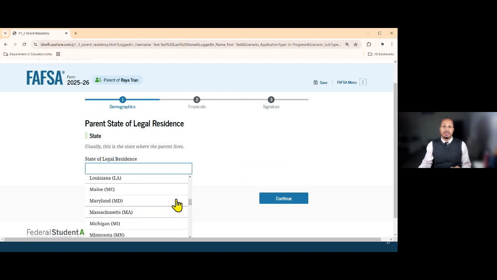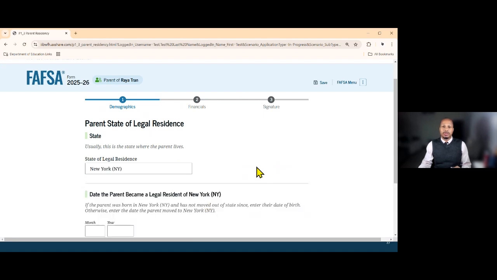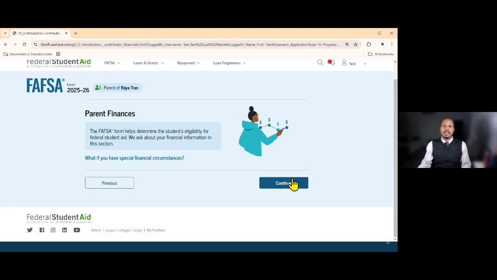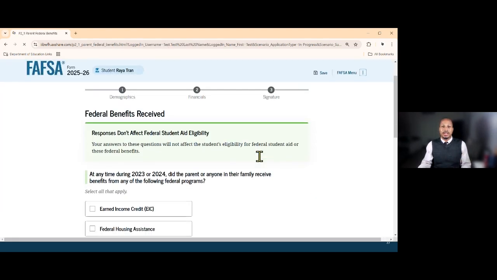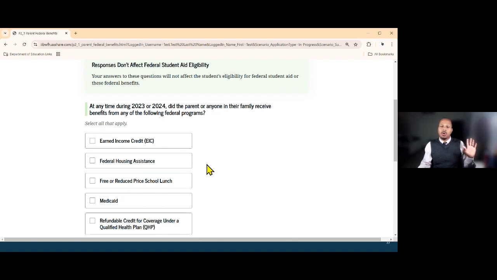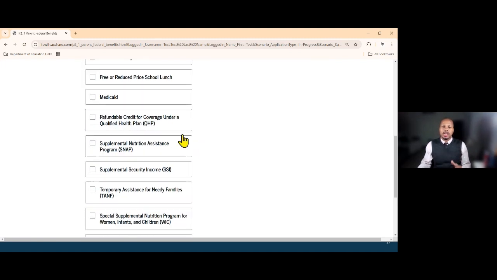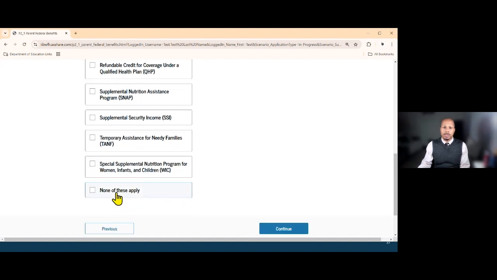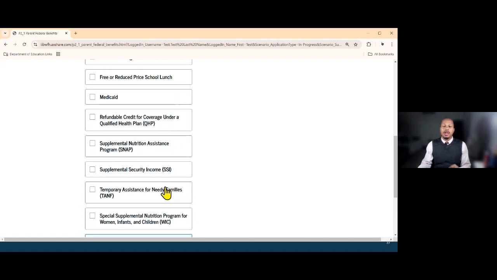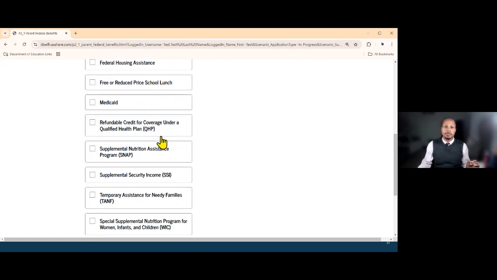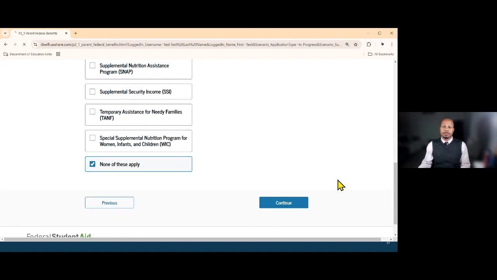So we say that the parent also lives in New York with the student, and they became a resident back in 1985, which makes them XX years old. So we're going to come in and talk about the finances. Now we're looking for information they have claimed on their federal tax returns. So parents, if you claimed any one of these benefits for federal programs or you're receiving these, then you want to make sure that you check the box accordingly. For the nature of this webinar, we're going to say no, but however, if you are receiving any one of these federal benefits, just go ahead and click the particular box that you are receiving.